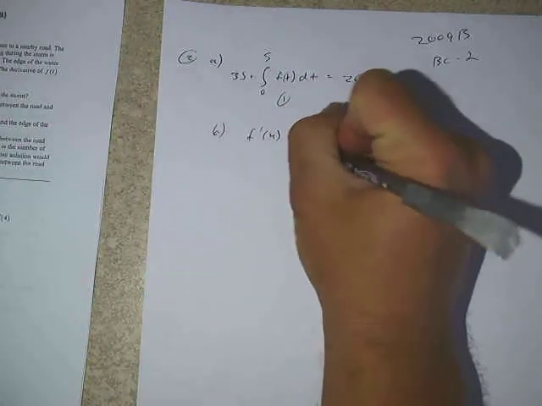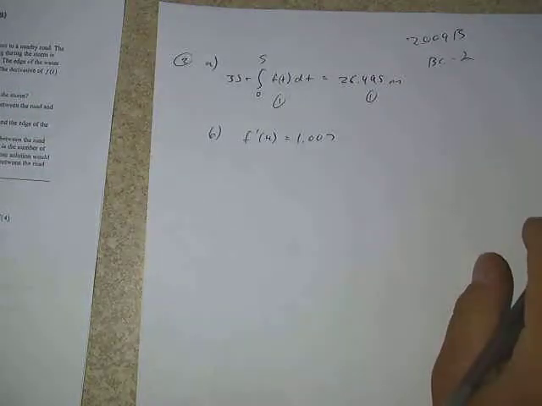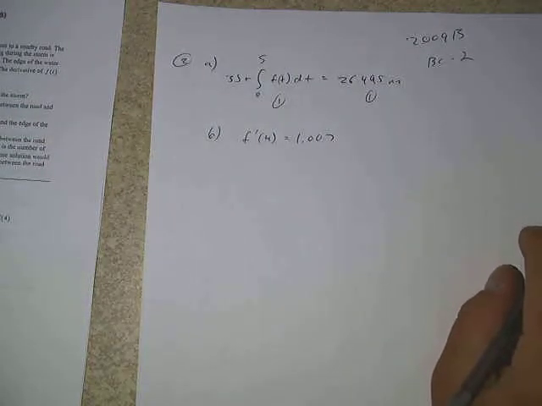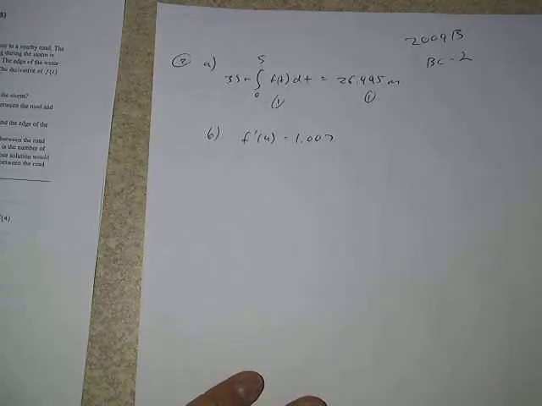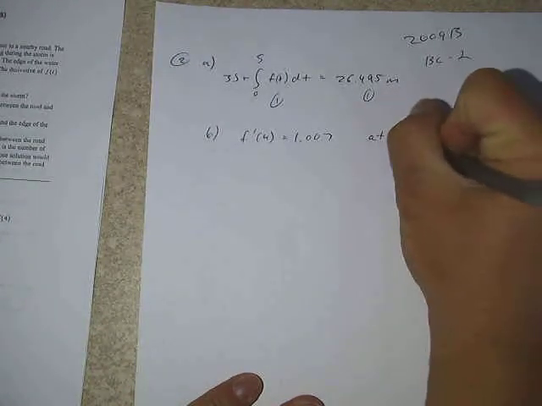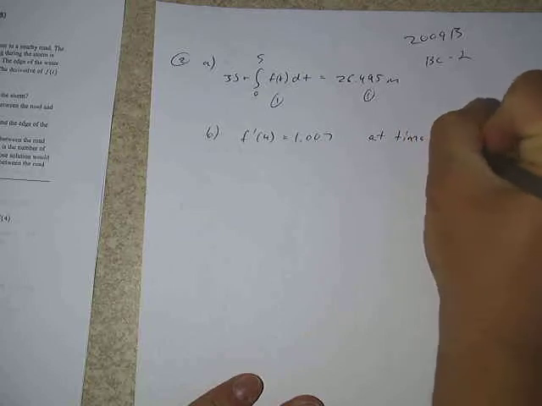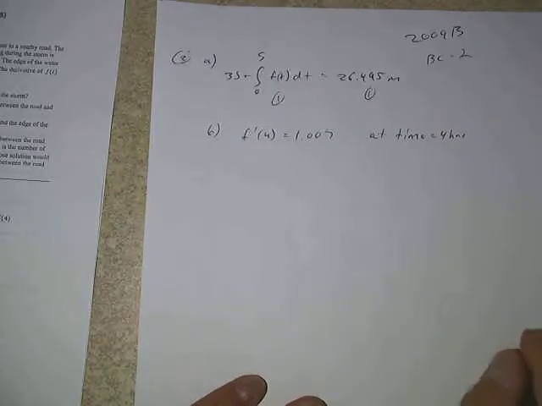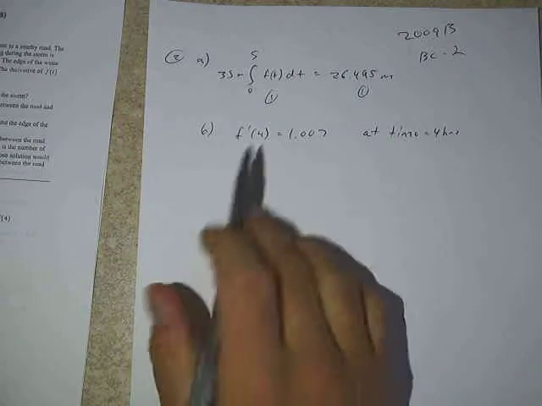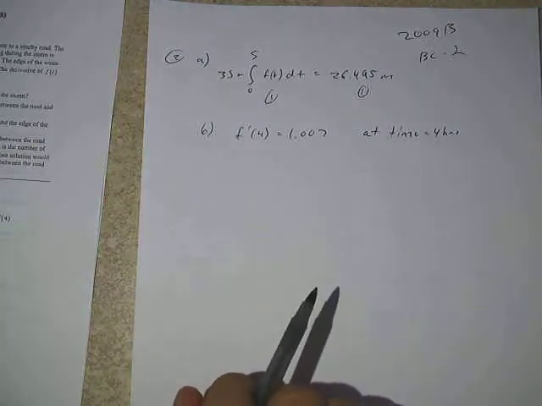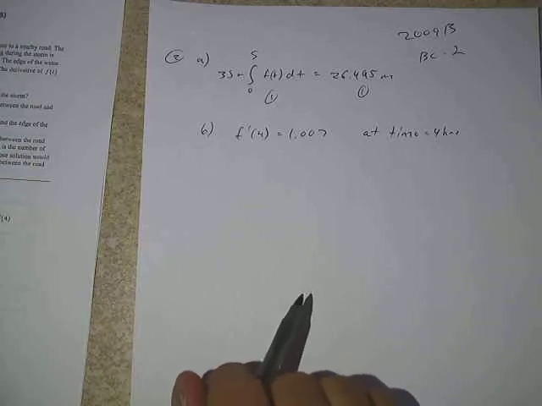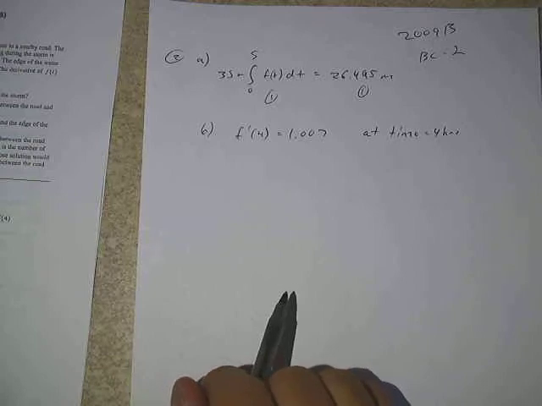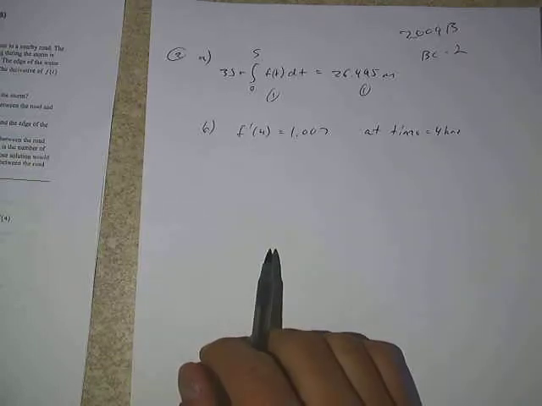Okay. Part B says, using correct units, interpret the value of f prime of 4 equaling 1.007 in terms of the distance between the road and the edge of the water. So they've given us f prime of 4 equals 1.007, and we want to interpret what that is telling us. Well, we know that the 4 is representing time. So we could start out by saying at time equals 4 hours.